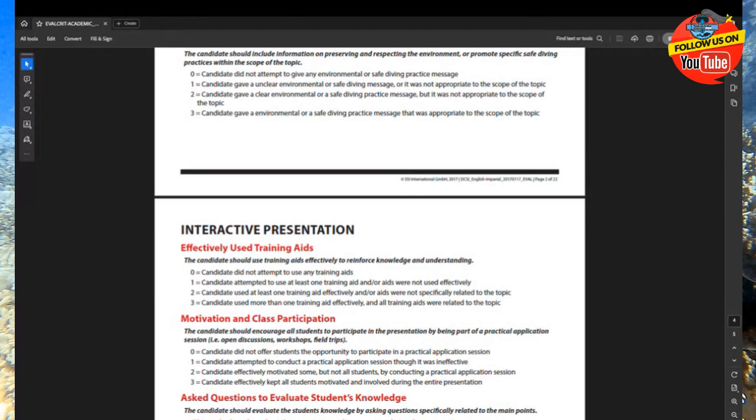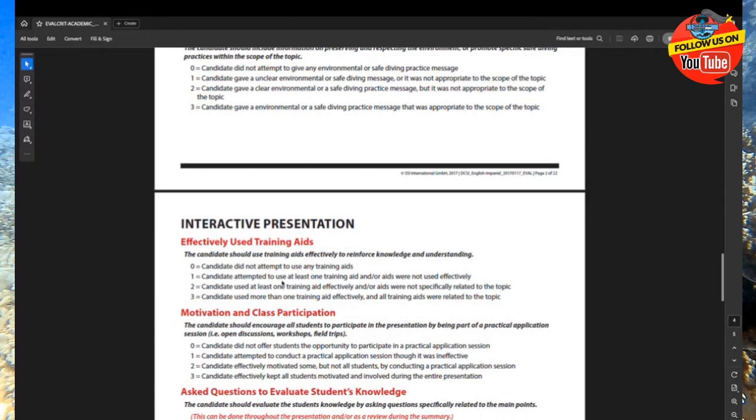Absolutely. But here's the thing. Candidate attempted to use at least 1 training aid and aids were not used effectively, or candidate used at least 1 training aid effectively and aids were not specific to the subject. So in terms of that, I apologize. That 1, I'll bump myself to a 2.